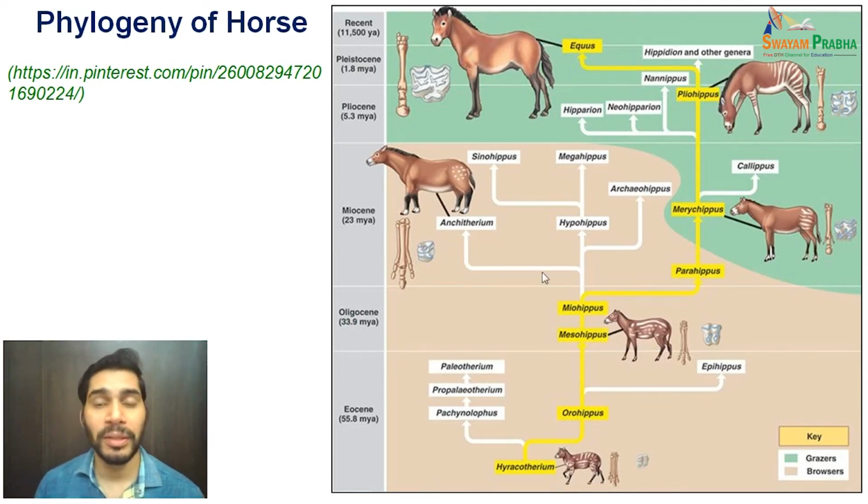So what we can understand from this picture is that there are certain specific changes in different organs or anatomical structures that have been associated with the evolution of the horse. These changes we term evolutionary trends. So we need to focus on what the evolutionary trends have been for the evolution of the horse from its primitive form, that is Hyracotherium, to Equus.